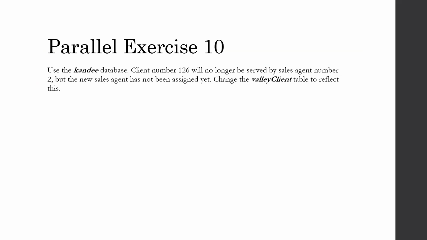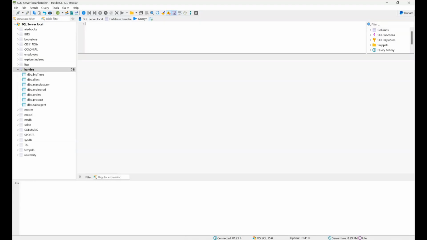Parallel exercise 10. Use the Candy database. Client number 126 will no longer be served by sales agent number 2, but the new sales agent has not been assigned yet. Change the Valley Client table to reflect this. Parallel exercise 10 demonstrates to us that although we more commonly will take and update a value that is null to a specific value, there are occasions when we need to take and remove a known value and it becomes an unknown or null value.